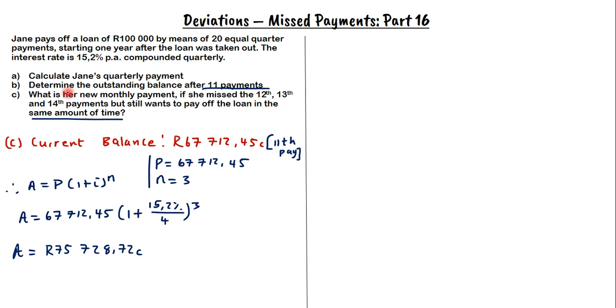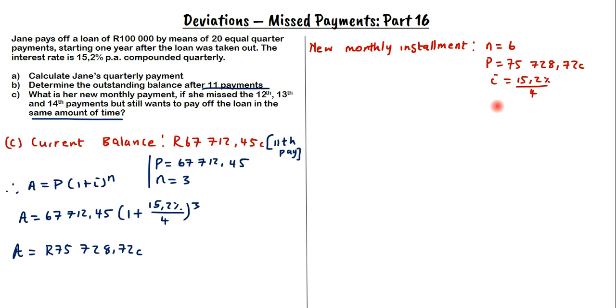Now how many payments are left? We want to calculate the new monthly installment. This person comes back to paying the loan on the 15th payment. So 15, 16, 17, 18, 19, 20. Those are 6 payments that are left. So we need to find our new installment. The current loan is 75,728 rand, 72 cents, and the interest is still 15.2% compounded quarterly, and we're going to find X.